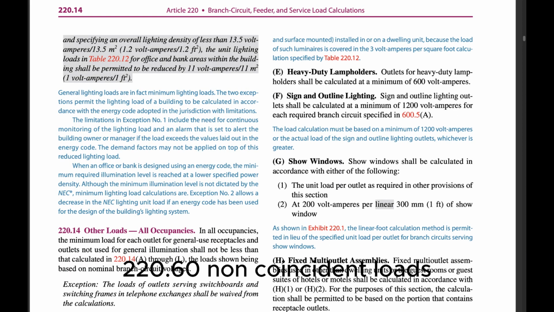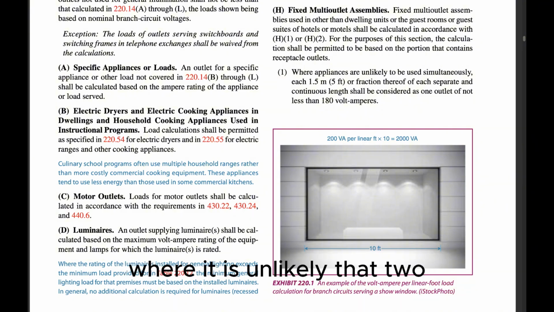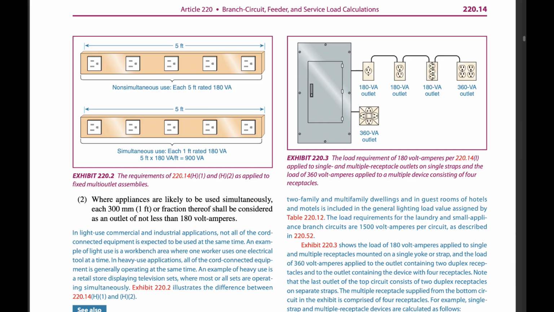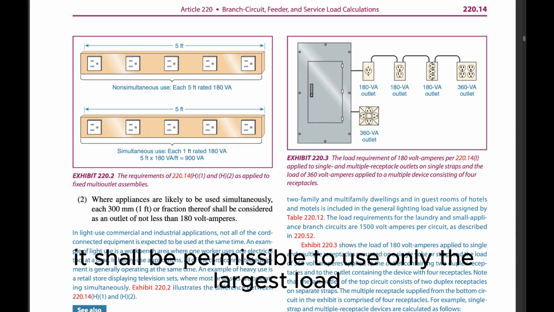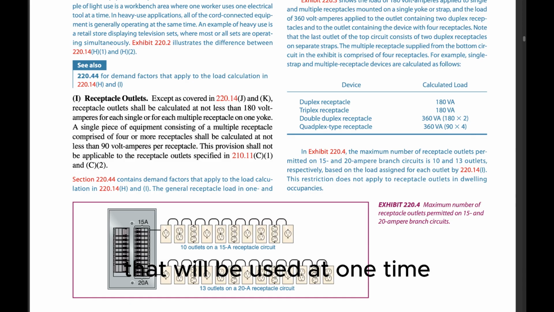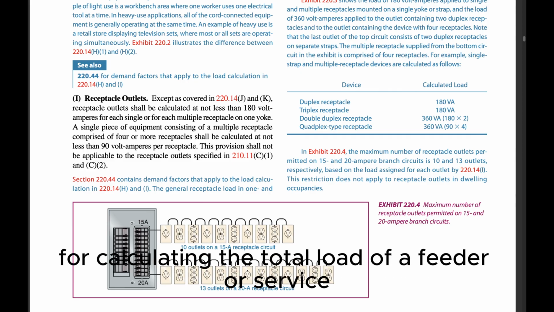220.60 Noncoincident loads. Where it is unlikely that two or more noncoincident loads will be in use simultaneously, it shall be permissible to use only the largest load(s) that will be used at one time for calculating the total load of a feeder or service.